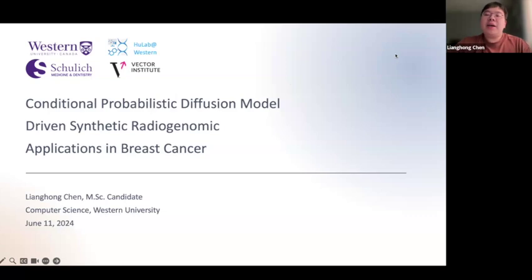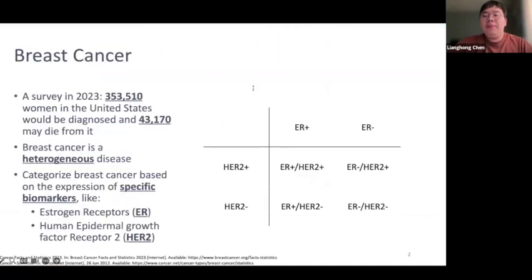Today I'm going to share a study about synthetic radiogenomic application of breast cancer driven by conditional probabilistic diffusion model. First, I want to quickly introduce breast cancer. Breast cancer currently is still a significant health challenge for women. A survey in 2023 in the United States declared that about 350,000 women would be diagnosed with breast cancer, and about 40,000 patients were anticipated to die from it.